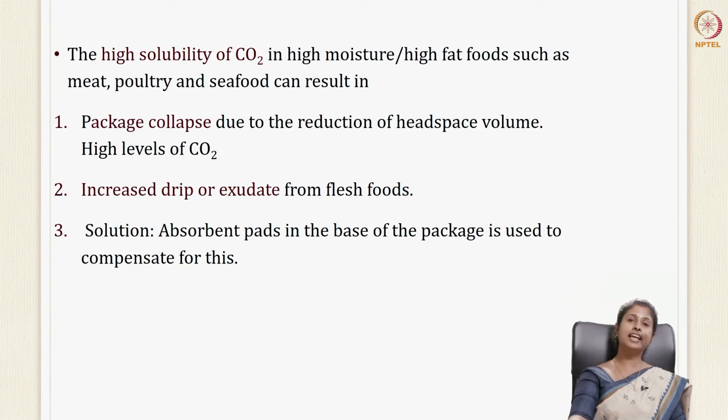As discussed, in high fat or high moisture foods, this dissolved carbon dioxide will eventually result in collapse of the packaging material because it creates a vacuum, and that can distort the whole shape of the package. It can also result in drip and exudates from flesh foods, and one of the solutions for this is absorbent pads that you can keep in your package to absorb the excess water.